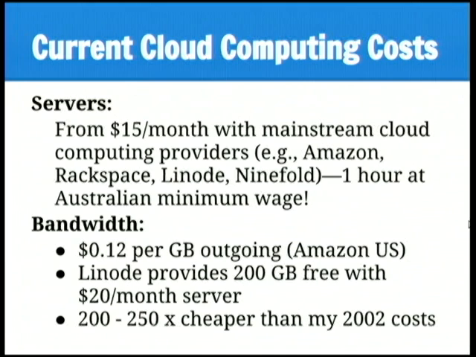Bandwidth, Amazon incoming bandwidth is free. Outgoing bandwidth is around 12 cents a gigabyte. A Linode with a $20 a month server, they throw in 200 gigabytes free. So, you know, I serve a lot of DNS queries, but I don't even worry about my cap. For me, it's free. So again, that's 200 to 250 times cheaper than my costs were in 2002.